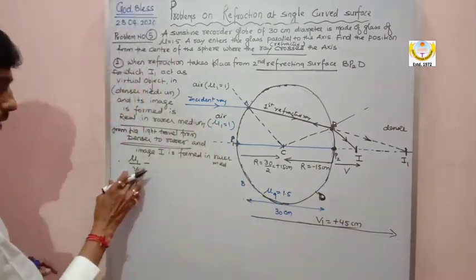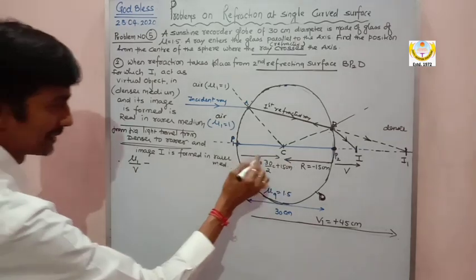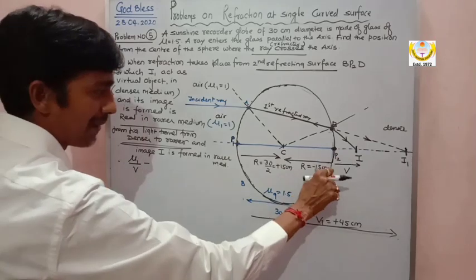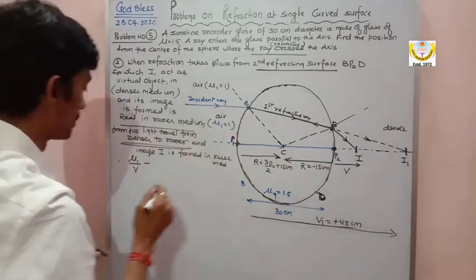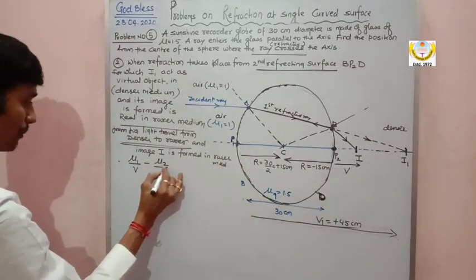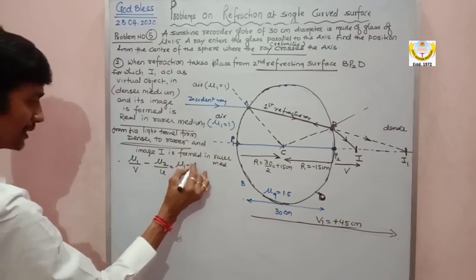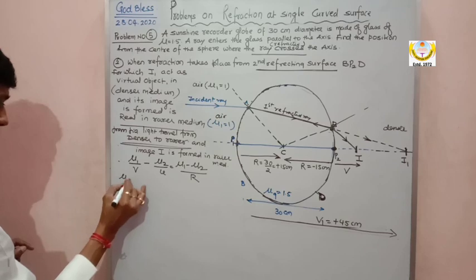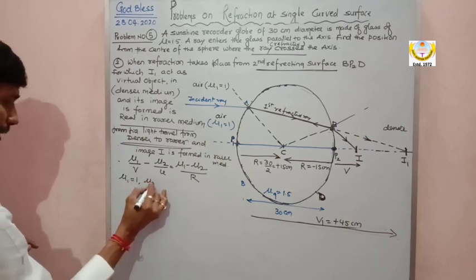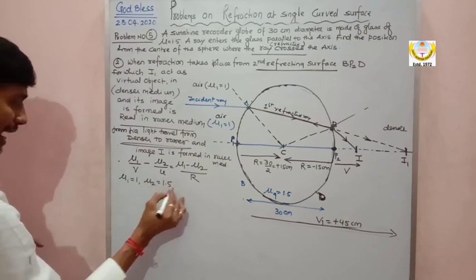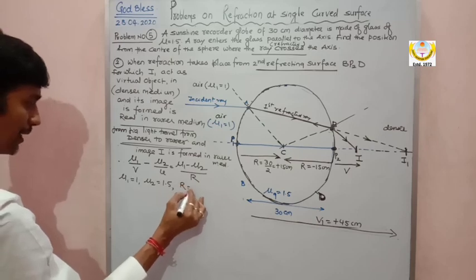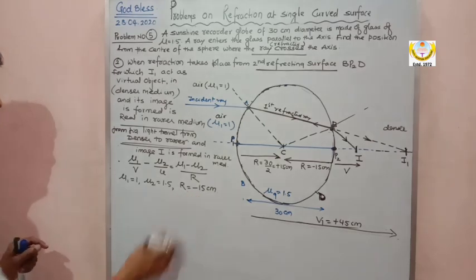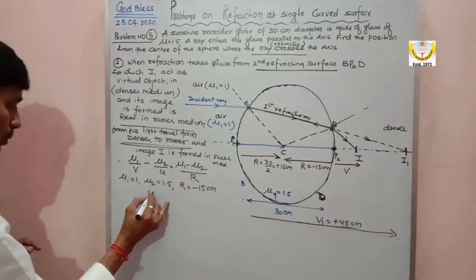Okay, fine. So this is mu1 by v. Please understand this concept. Earlier it was plus 15, but now R will become minus 15 while substituting. This will be mu2 by u equal to mu1 minus mu2 by R. Now, my dear, here mu1 is equal to 1, mu2 is equal to 1.5, that is glass. R is equal to minus 15. Don't forget that.